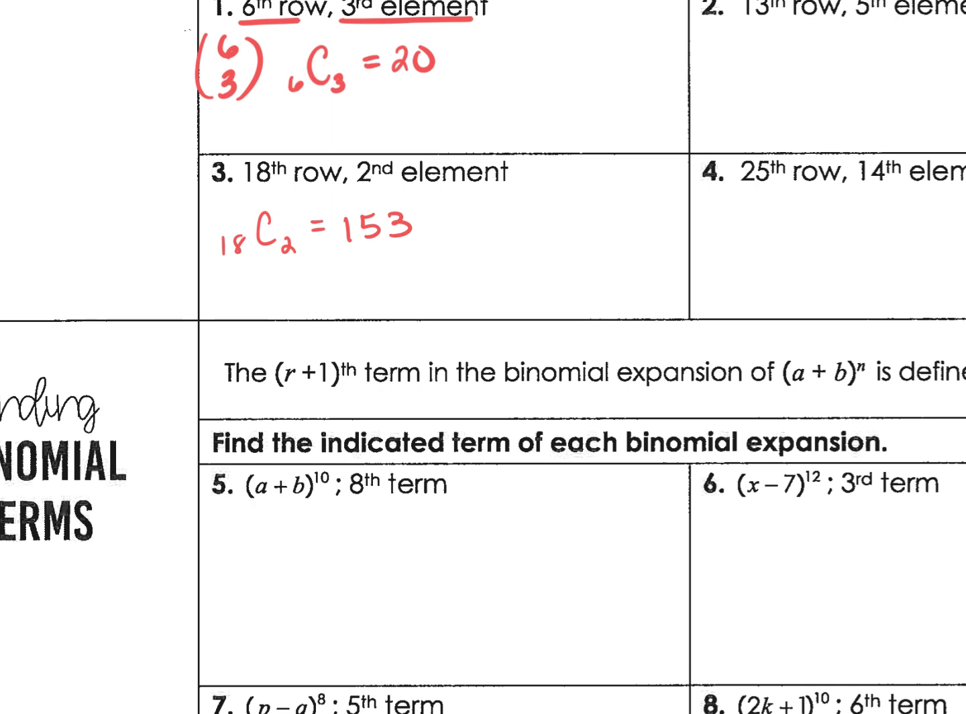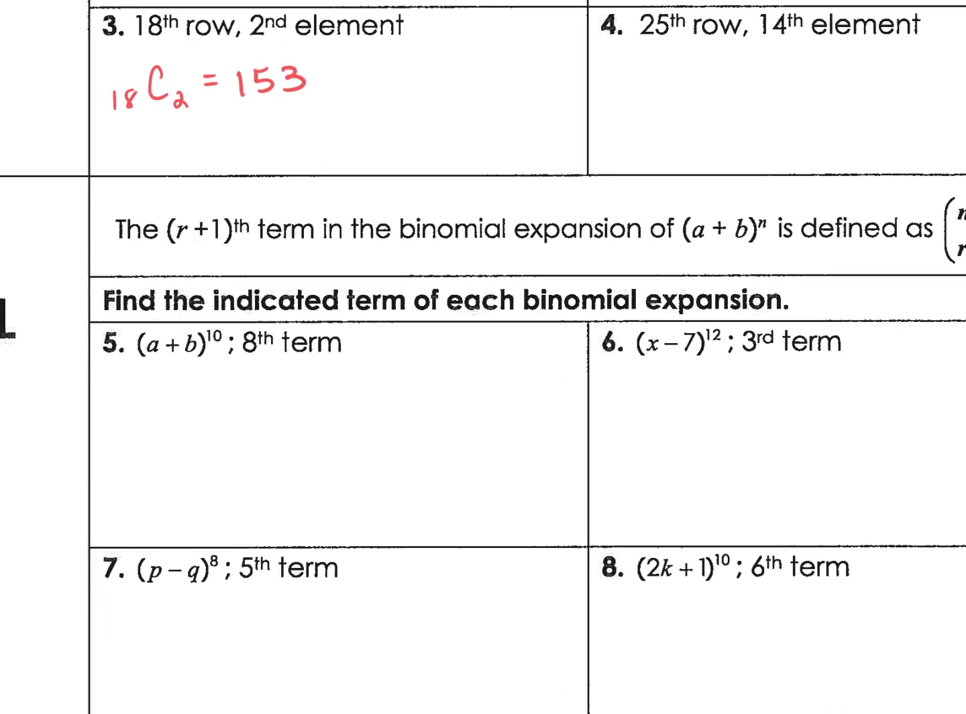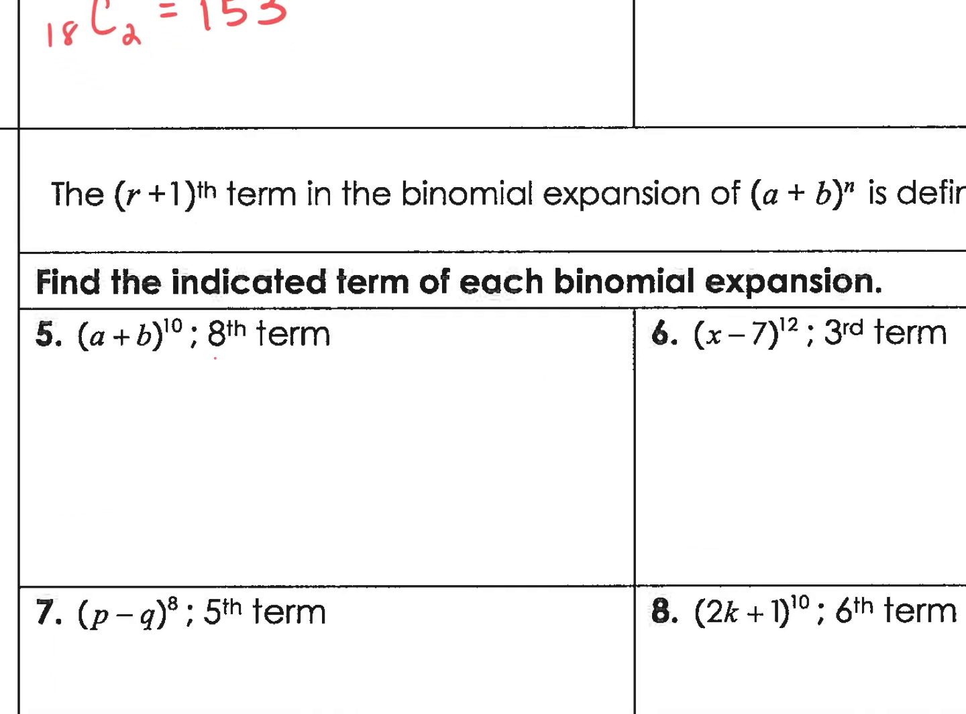What the cool thing is, we can use this idea to actually find the coefficient of an individual term. You were asking if there was some way to find them without using Pascal's triangle. This is how. You can find the individual elements if you want to use your calculator. Now, we have to remember that term is not element. If it gives you the 8th term, then what it's asking you for is the 7th element.